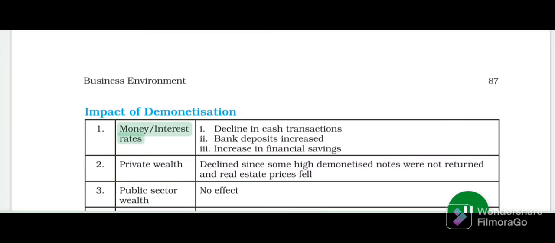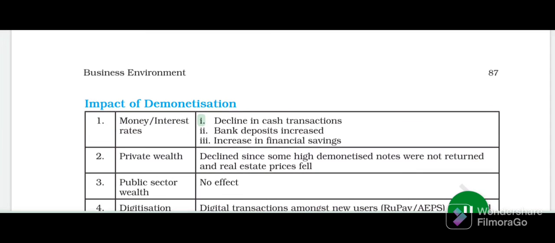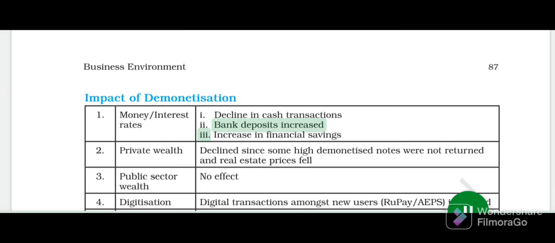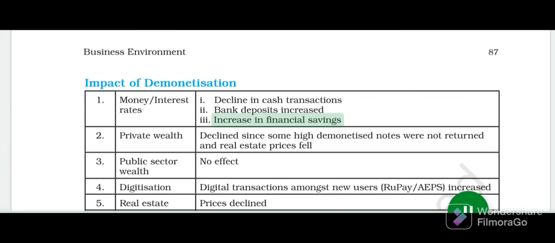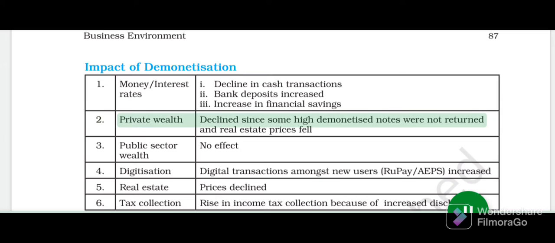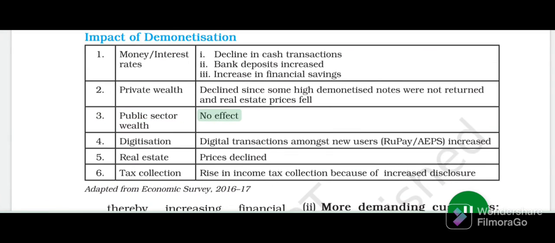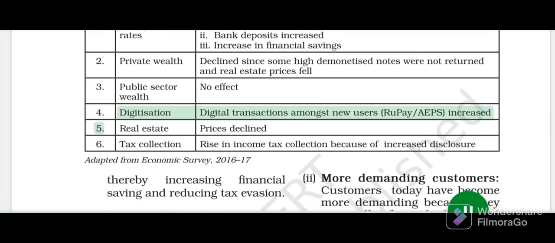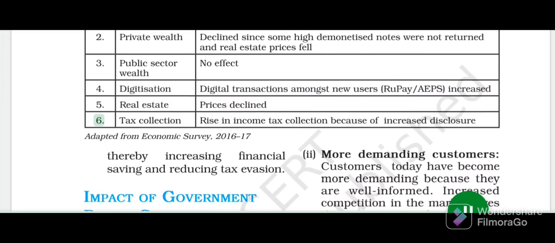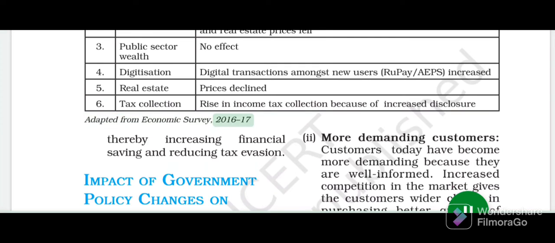Impact of demonetization. 1. Money interest rates. Decline in cash transactions. Bank deposits increased. Increase in financial savings. 2. Private wealth declined since some high demonetized notes were not returned, and real estate prices fell. 3. Public sector wealth. No effect. 4. Digitization. Digital transactions amongst new users through Paytm, AEPS increased. 5. Real estate prices declined. 6. Tax collection. Rise in income tax collection because of increased disclosure. Adapted from Economic Survey, 2016-17.